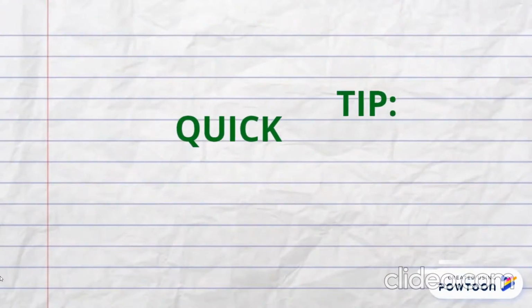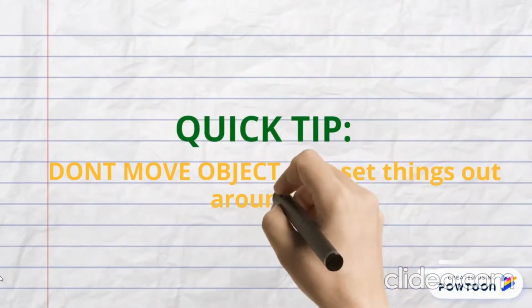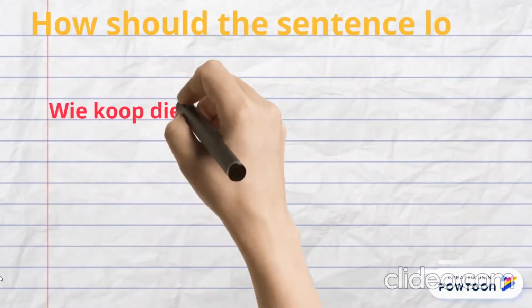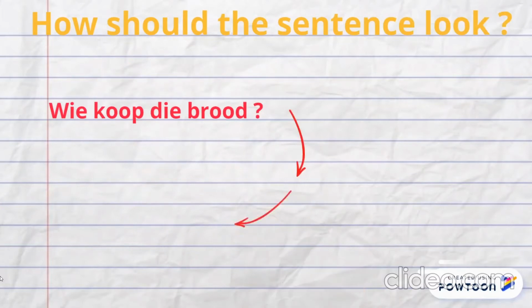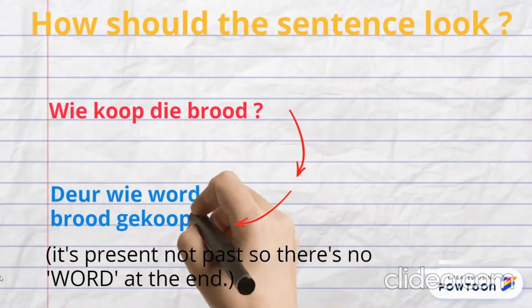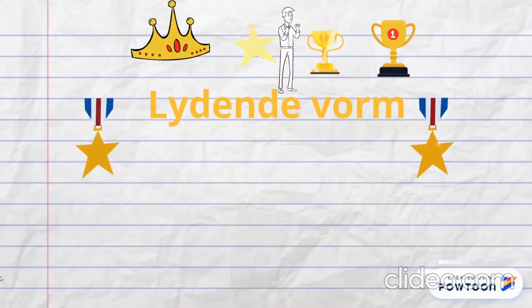A quick tip is, note how throughout all of this I haven't moved the placement of the object and have instead worked around it. As a first language English speaker, I found this a lot easier than if I would have had to move the object. Your question sentence should go from Wie koop die brood to Deur wie word die brood. And that's basically it for Lydende form.